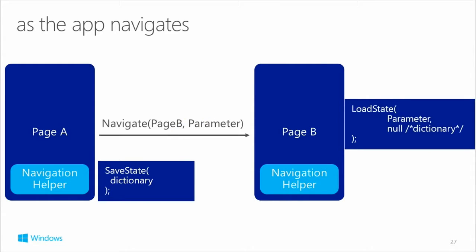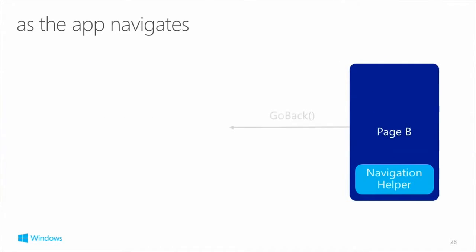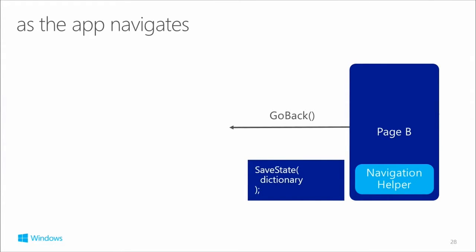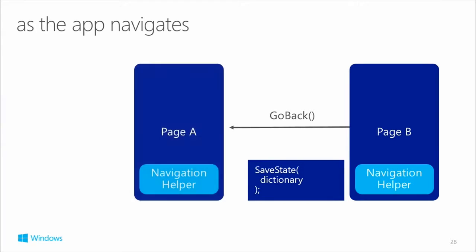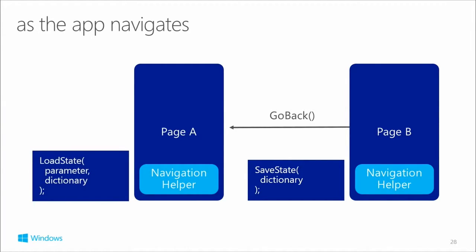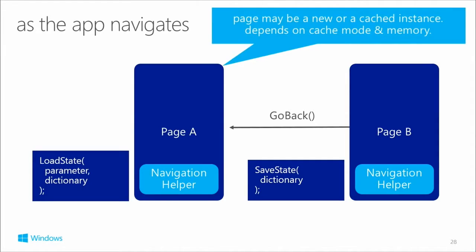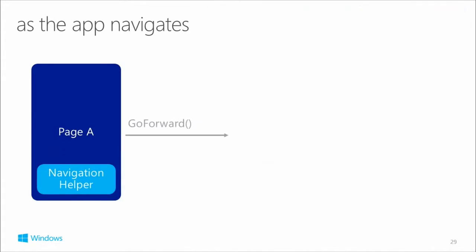And you get to another page and this thing goes on and on. You have load state and save state methods. And when you go back from page B to page A, again, save state as you leave a page. You go into page A through the navigation helper, and on page A, you load your state again. So all this pattern is going on. And this is also where the page cache mode that we talked about before comes in. The load state and save state methods are where you can reset the state for a page, regardless of whether it's been cached or not.